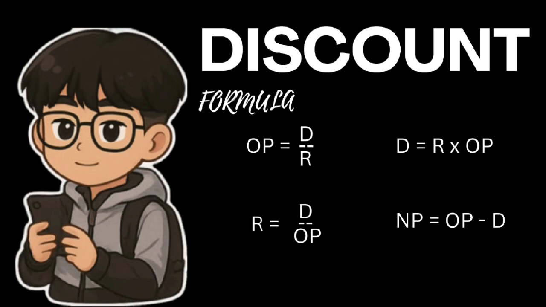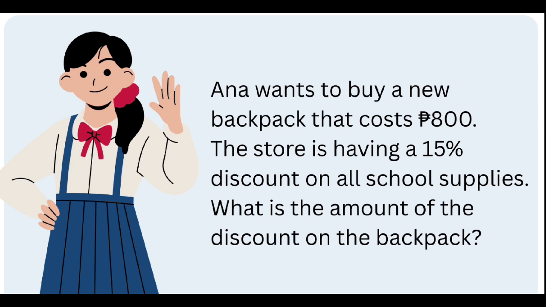First is OP equals D divided by R, where OP is the original price, D is the discount, and R is the rate. Next is R equals D divided by OP. Next is D equals R multiplied by OP, and NP or the net price equals OP subtracted by D. Take a look at this scenario.